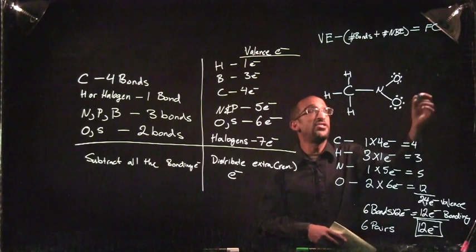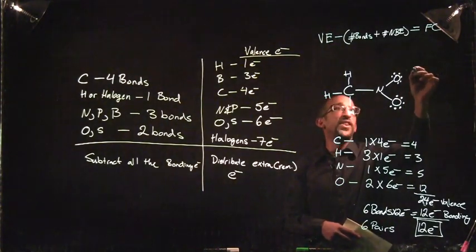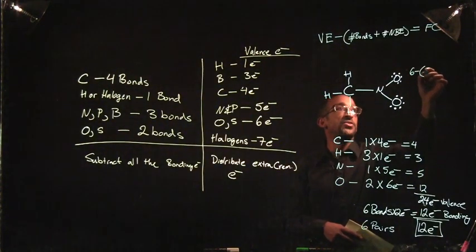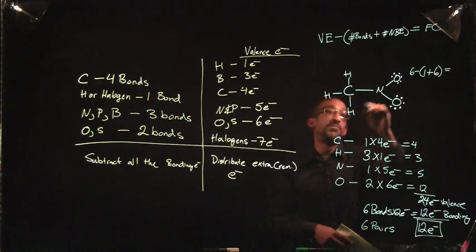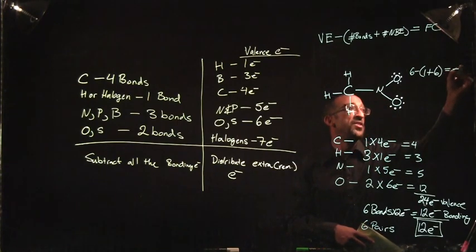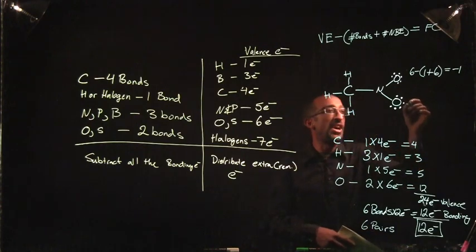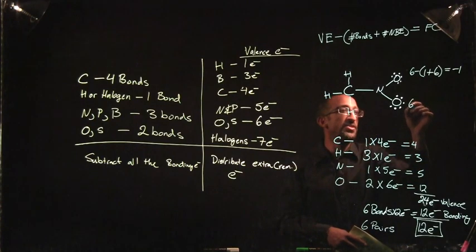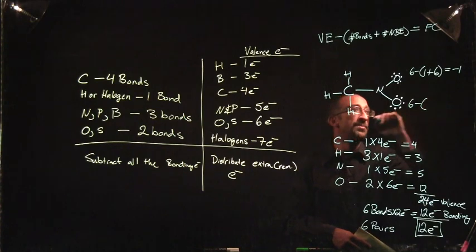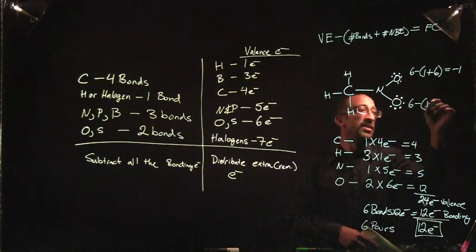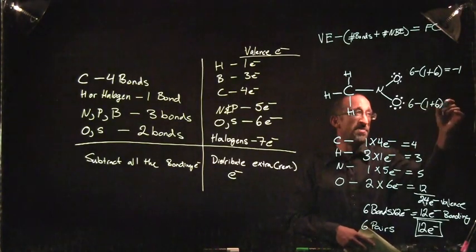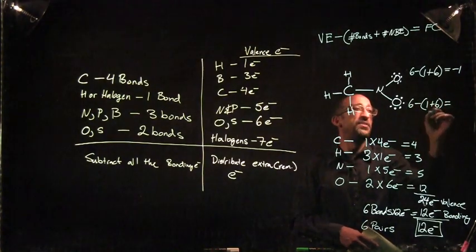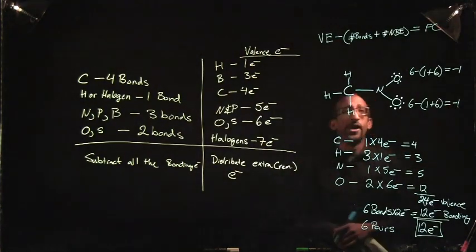We'll begin with this oxygen. We have 6 valence electrons minus 1 bond plus 6 non-bonding electrons. 6 minus 7 is -1. For this oxygen, we have the same scenario. 6 valence electrons minus 1 plus 6 non-bonding electrons. Again, we have 6 minus 7 will equal -1.